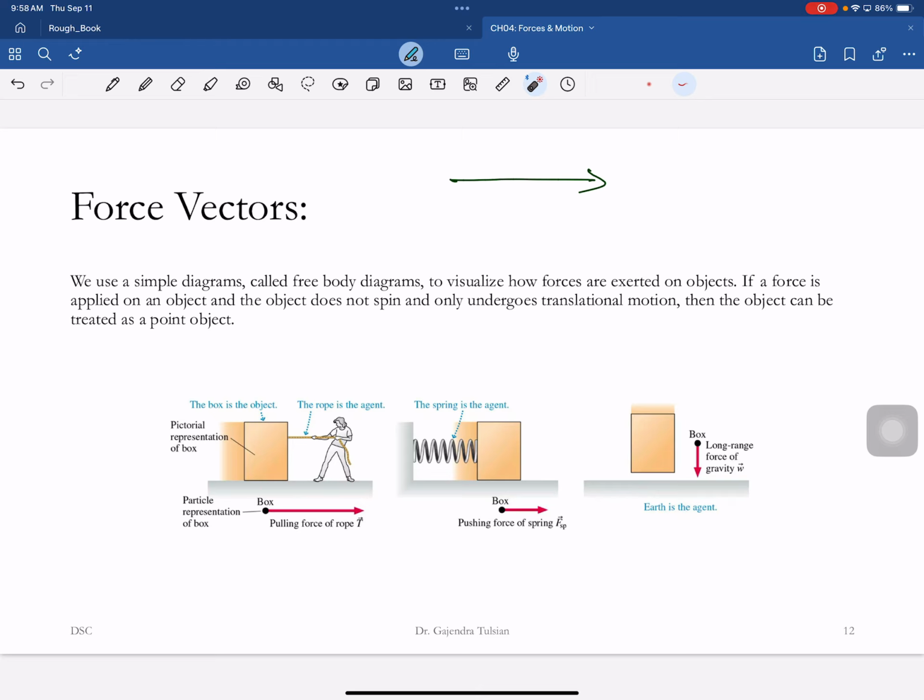All right. Here, in this case, the box is pushed against the spring. And what does the spring do? It will push back. So the box is represented there, and there is the spring force. Here's the box. Let's say while it's falling, what is happening? The earth is pulling it down. Again, the force of gravity. So here's the box, and there's the force of gravity. So these diagrams are called free body diagrams.